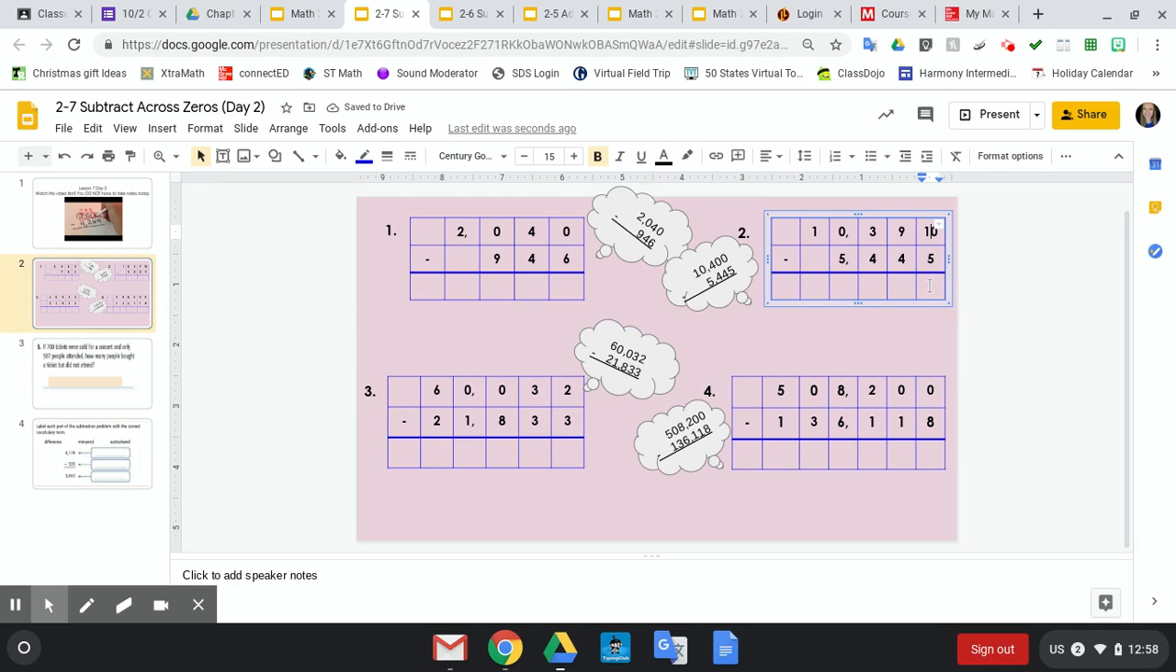So 10 minus 5, I can do that, is 5. 9 minus 4 is 5. Uh-oh, I can't do 3 minus 4, and when I go next door, there's nothing there. So highlight until you find some value. Oh, look, we found 10. So what we're going to do is take this away and make it 9, and then bring over a 10 to our next column. 13 minus 4, now I can solve that, and that's 9. 9 minus 5 is 4, and I have nothing left.